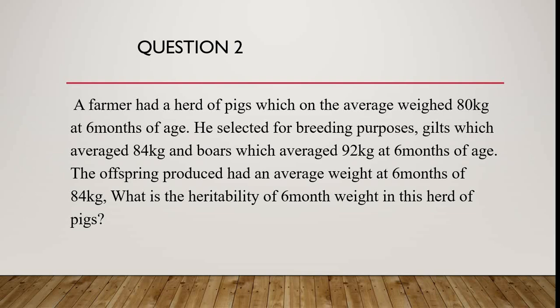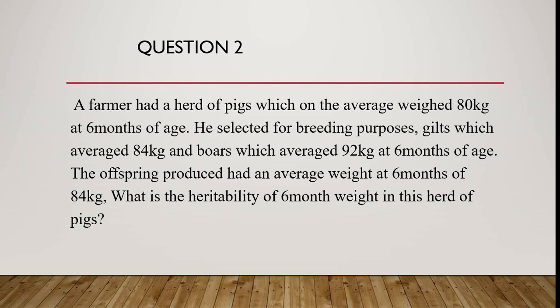Now the gilts are the female pigs, right? They are going to be mated with the boars. So the boars average 92 kilograms after that 6 months of age. Now the offspring produced had an average weight of 84 kilograms at 6 months. So you can see that in this case, the weight of the offspring has been determined to be 84 kilograms.